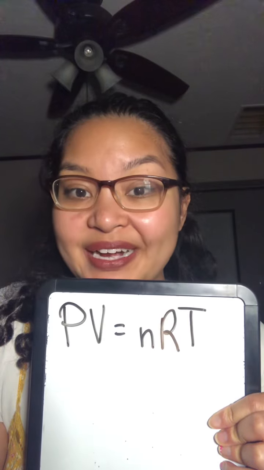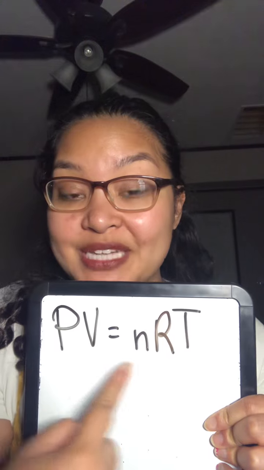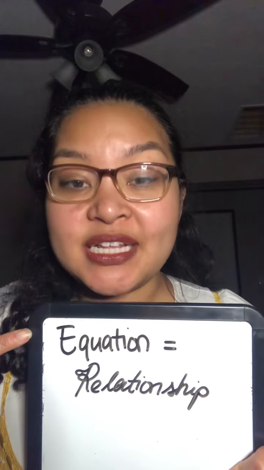If you're an algebra hater like me, buckle up because there's a lot of algebra with this. You've probably already learned the ideal gas law as PV equals nRT. Now this equation is of no use to you, as with any other equation in science, if you don't think of them in this way. In science, equation has a synonym.